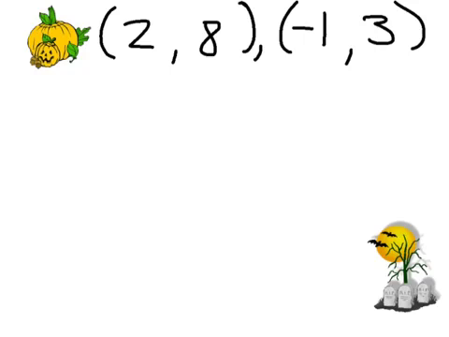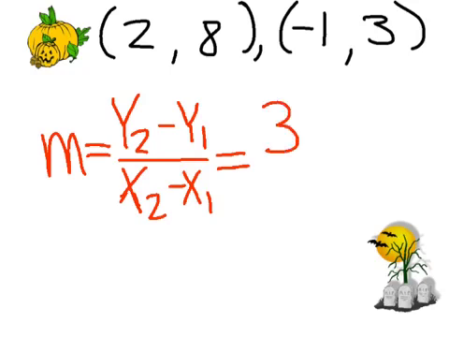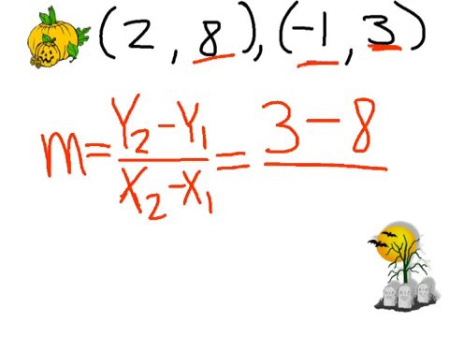Alright, practice problem number 5. We're going to plug this into our formula. What's our formula? y2 minus y1 over x2 minus x1. Okay, what do we need to plug in? 3 minus 8. Yeah, 3 minus 8. And our y2, negative 1 minus 2. Okay, our y2 is 3, our y1 is 8, so we'll have 3 minus 8 on the top.